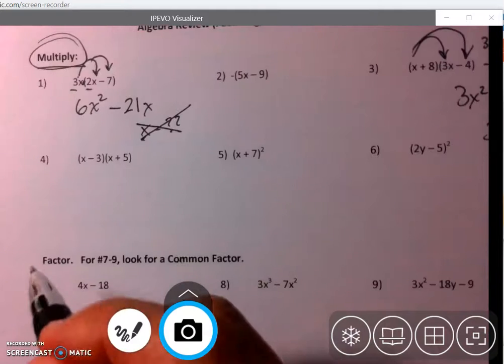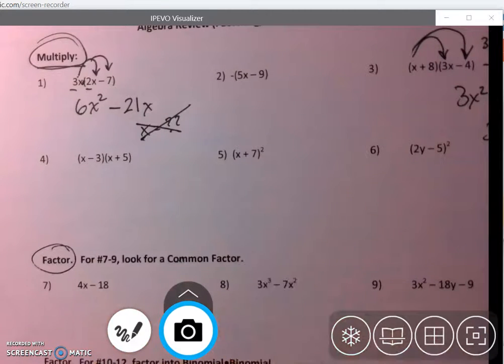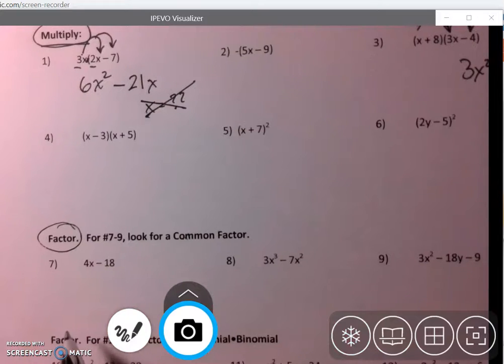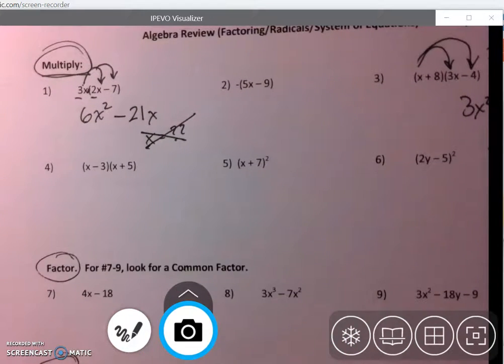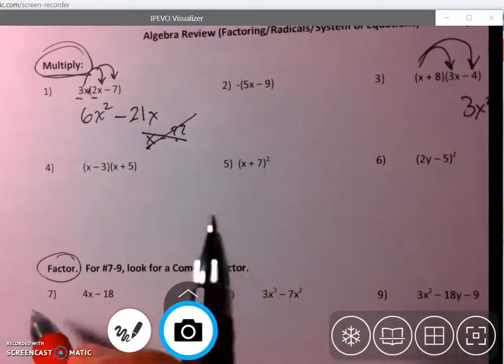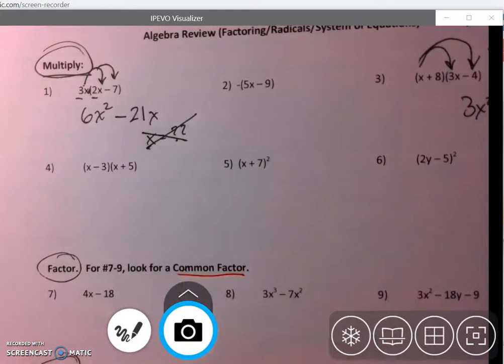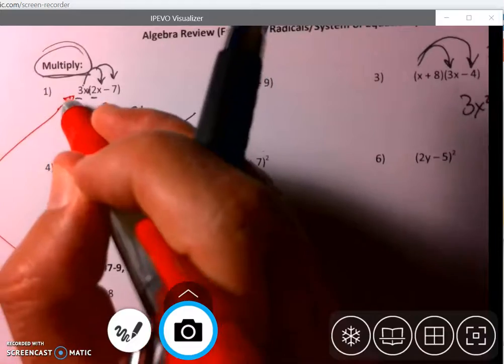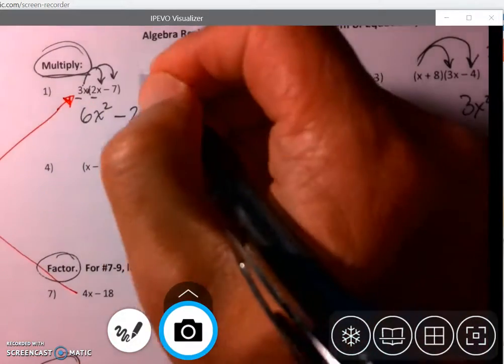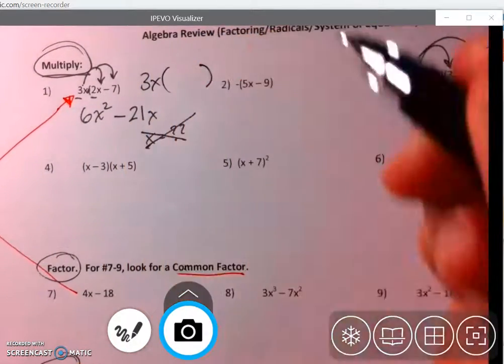Okay, after multiplication, we do the reverse of multiplication with factor, like 7 through 9 or even 10 through 12 where it says to factor. This is essentially these guys in reverse. These guys here, 7 through 9, where we look for common factors, our answer will look like something like this up above, where it's a term on the outside times parentheses.